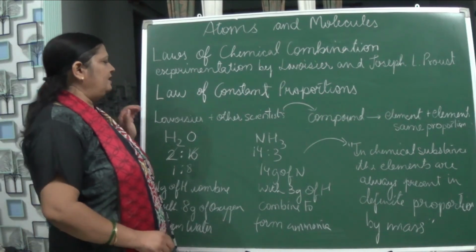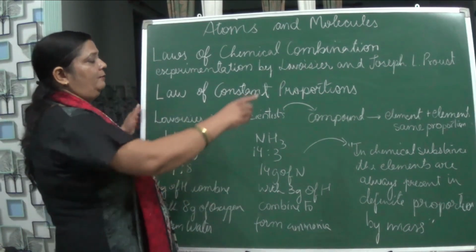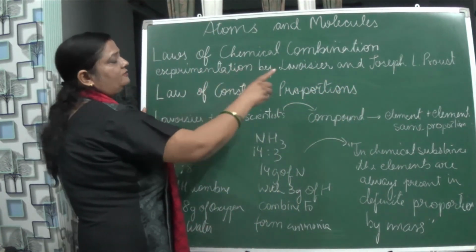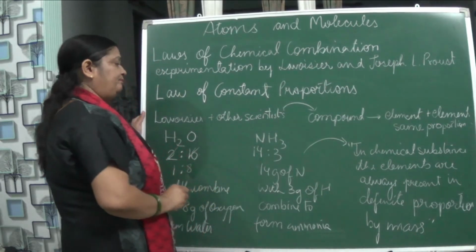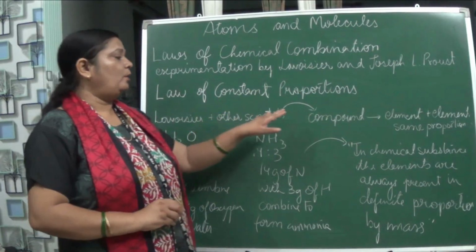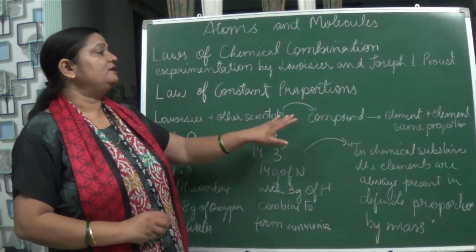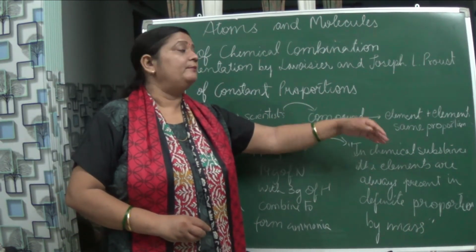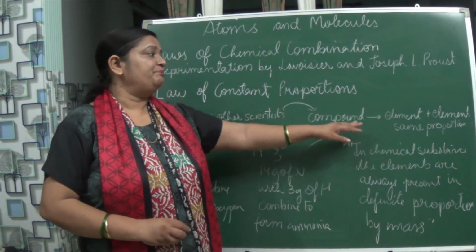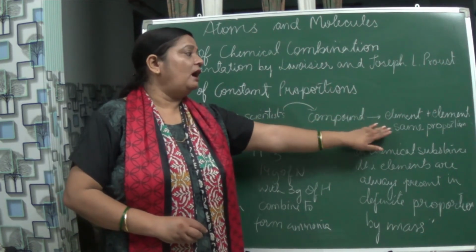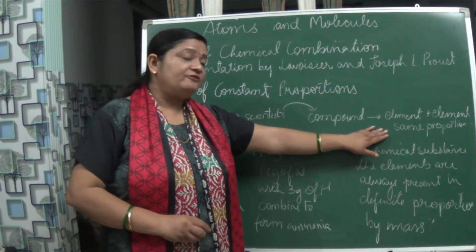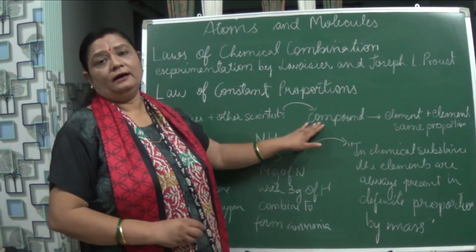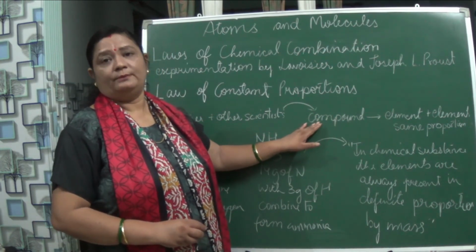This was given by Lavoisier and another scientist, mainly Joseph L. Proust. What did they say? A compound is made up of an element plus an element, maybe another element also. And these elements are present in a definite or same proportion by mass in a specific compound.